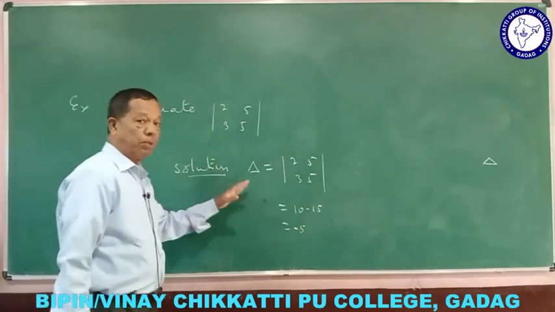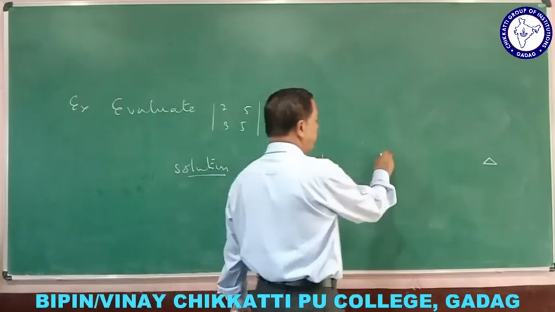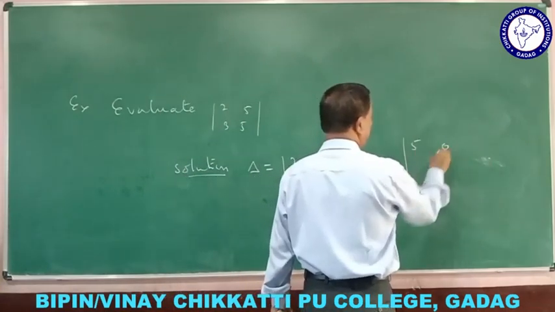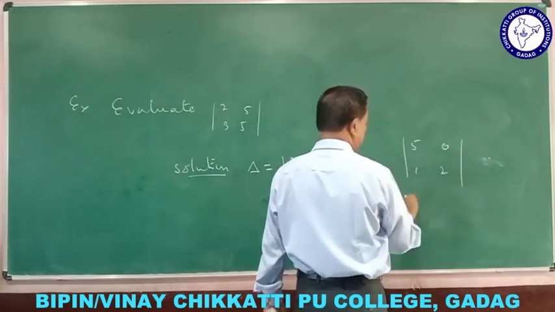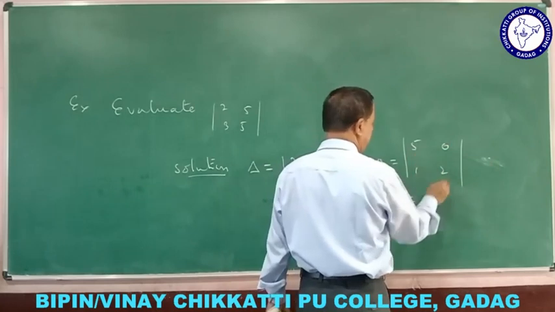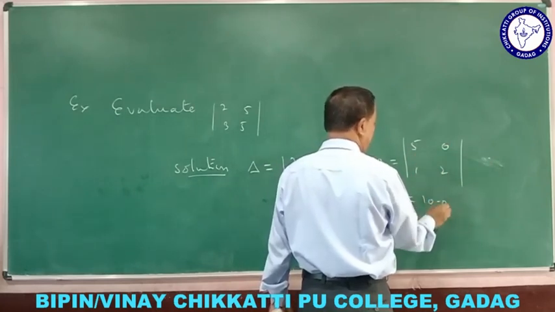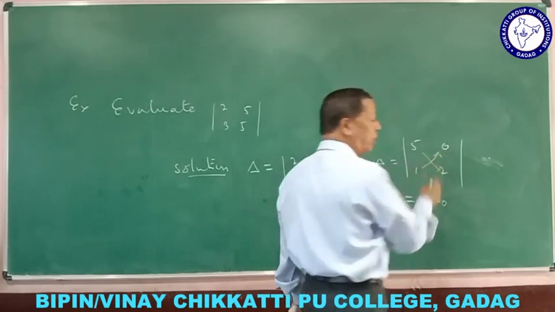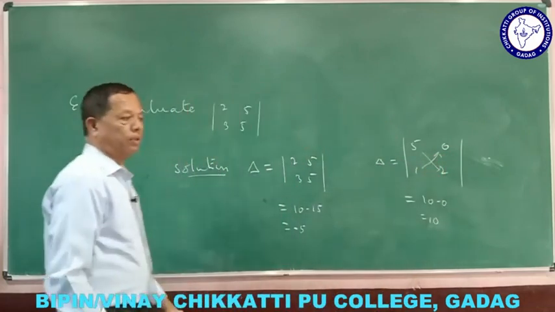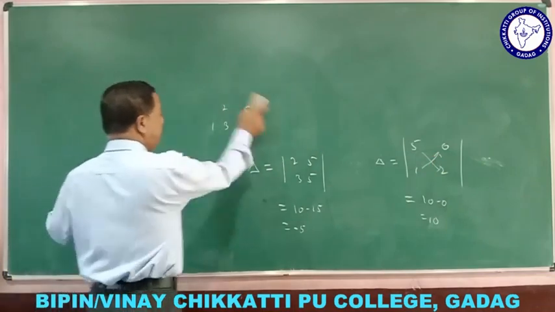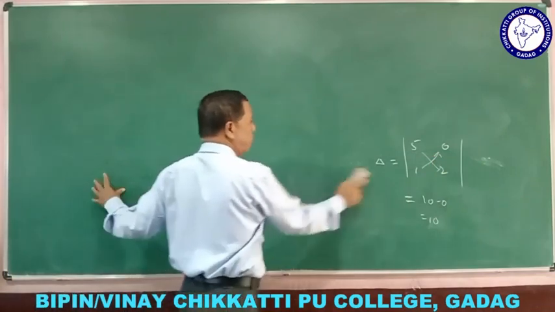I hope you understood the problem. One more problem you can write for your reference: 5, 0, 1, 2. What is the answer here? 5 into 2 minus 0. The answer is 10. So you practice it. This is in the case of second order. Now why do we call it second order? Because of 2 rows and 2 columns.